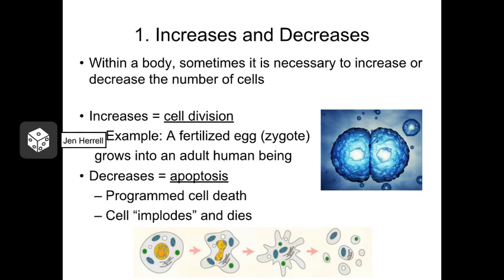Now, believe it or not, sometimes it's important, especially in multicellular organisms, to decrease the number of cells that exist. We refer to this process as apoptosis, or more dramatically, programmed cell death. Sometimes it's also called cell suicide.